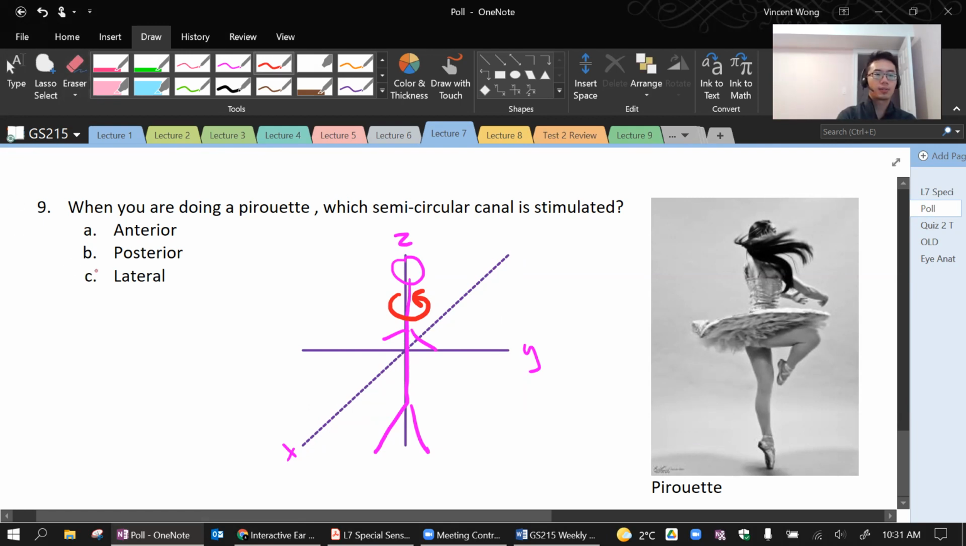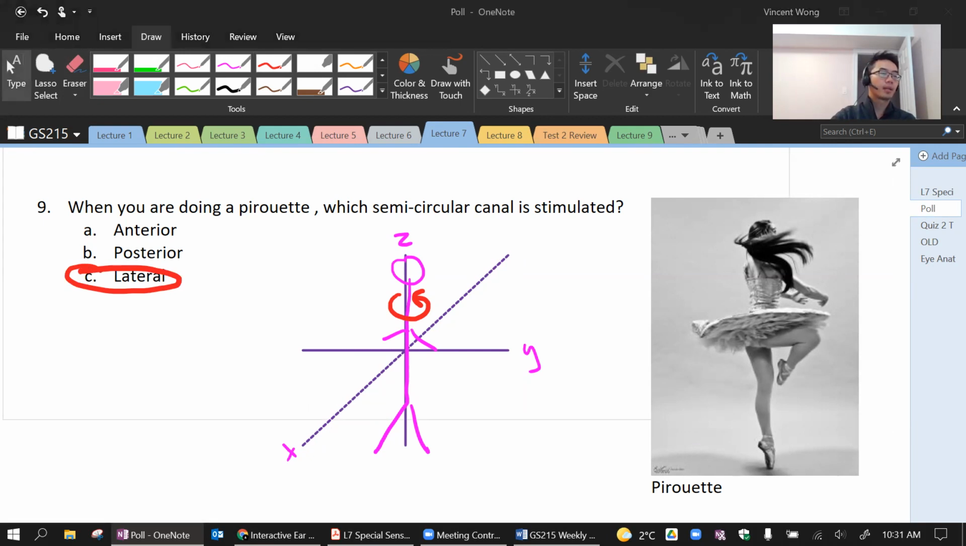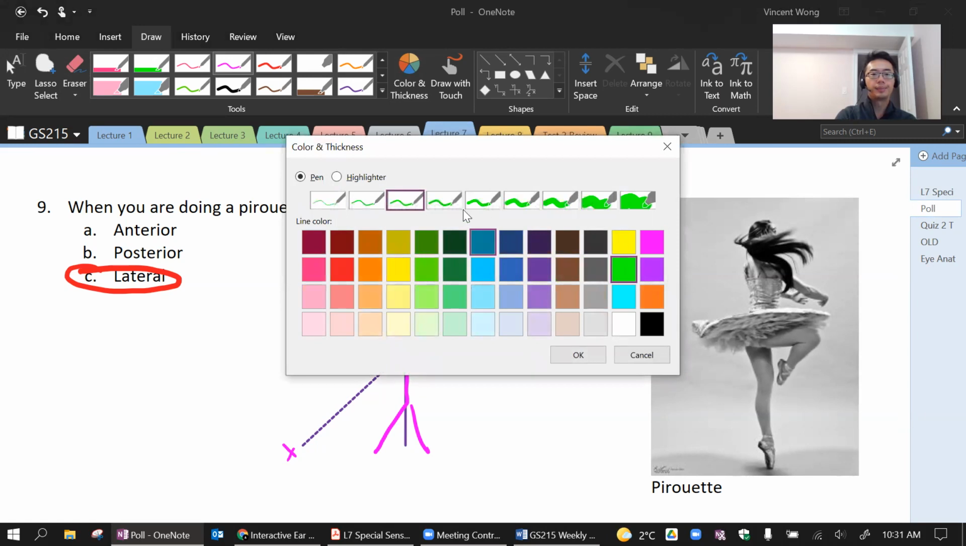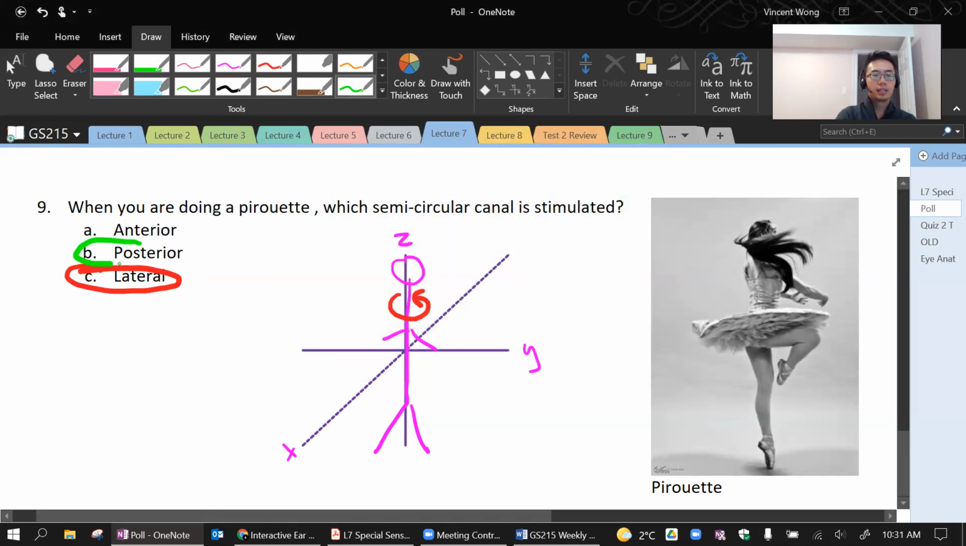So going like this, that's going to trigger the lateral semicircular canal. What kind of movement would trigger the posterior semicircular canal? Anybody? Okay, so rotation on the z-axis is going to give me lateral stimulation. What about the posterior? Which axis should we rotate in? Anybody? Yeah, Rochelle said cartwheel, and cartwheel would be rotation in the x-axis.